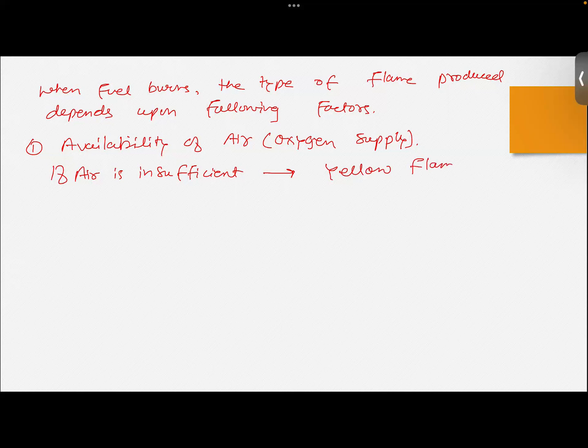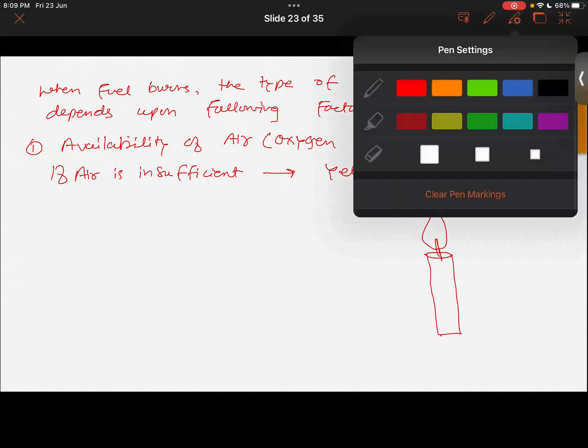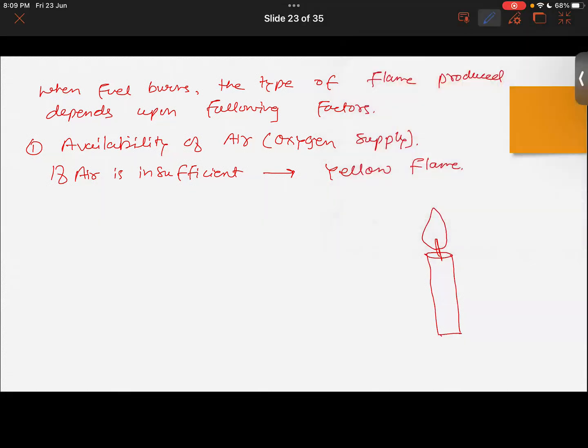Getting it? You guys can relate with it. If you see a candle burning and it gives you a yellow flame, it means the candle is not getting enough oxygen. Now, why are we getting a yellow flame here? The reason is that this wick which is burning must also be producing carbon particles upon burning, since it is made up of carbon basically.